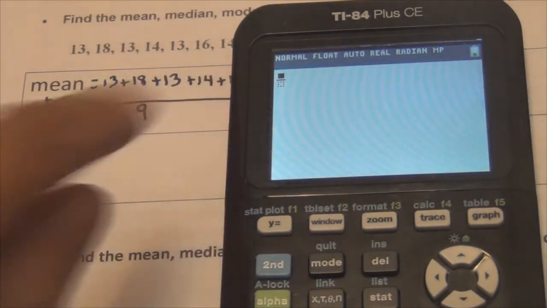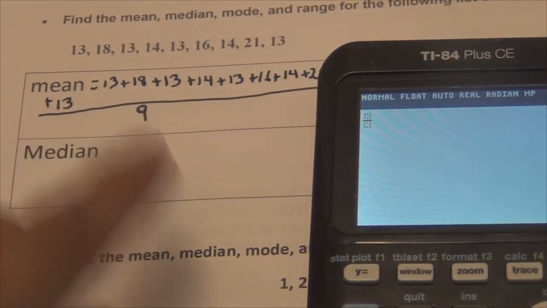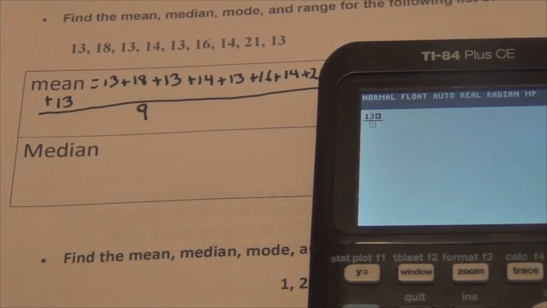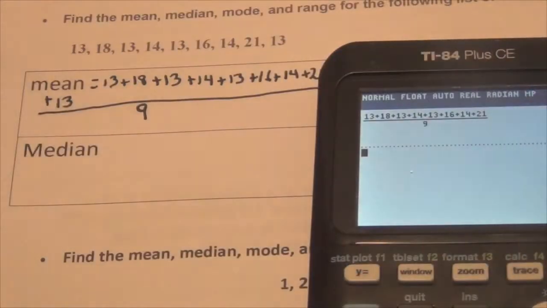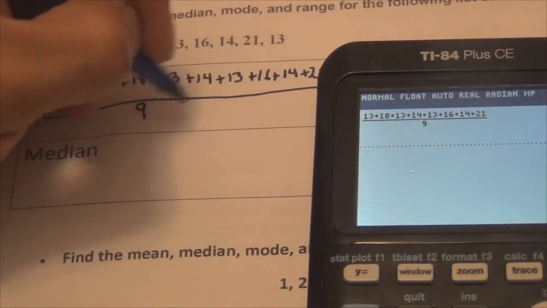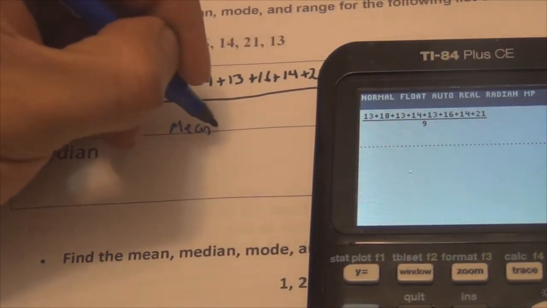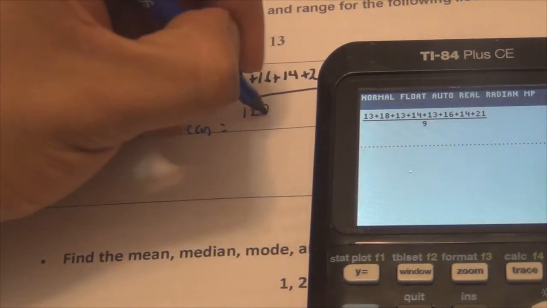And now on top I'm gonna write exactly the numbers. So 13 plus 18 plus 13 plus 14 plus 13 plus 16 plus 14 plus 21. And now on the bottom is the number that you're going to divide by, which is 9. And you got 122 over 9. So the mean is 122 over 9.